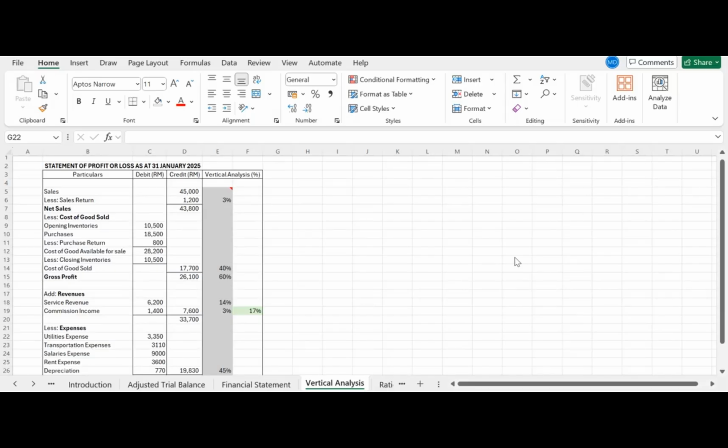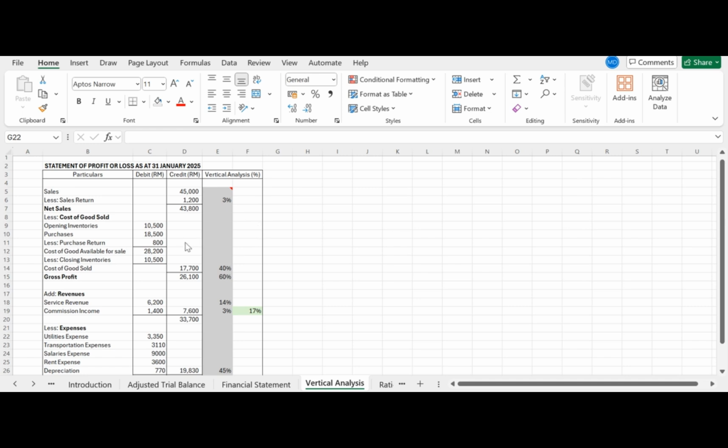So now I'm going to explain the concept behind the vertical analysis. As you can see, this is the statement of profit or loss of our group. The vertical analysis is to show the relationship of a certain item to a base figure. So how to do a vertical analysis? The first step is to make sure that you have a complete statement of profit or loss, then make a new column so you can have a clear view of the vertical analysis.